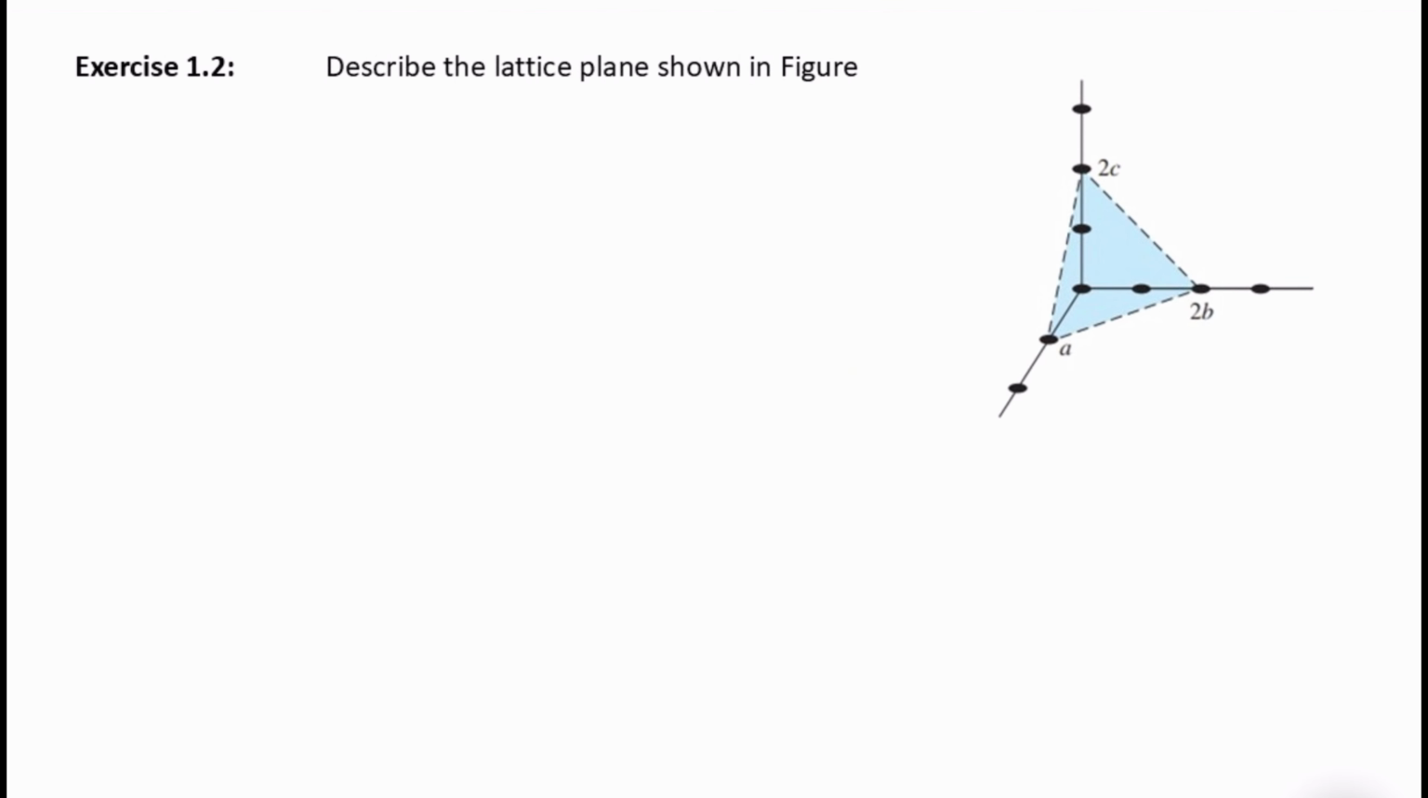Exercise 1.2. Describe the lattice plane shown in the below figure. The image shows a lattice plane within a three-dimensional coordinate system commonly used in crystallography to represent atomic arrangement in crystal lattices. The three axes shown represent the crystallographic directions. Points along these axes are labeled as A, 2B and 2C, indicating position relative to the origin.